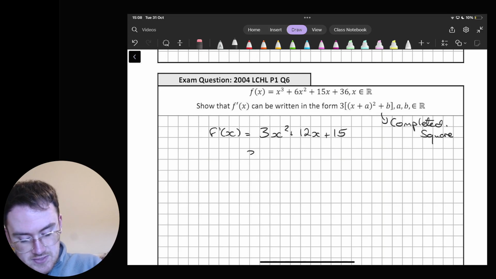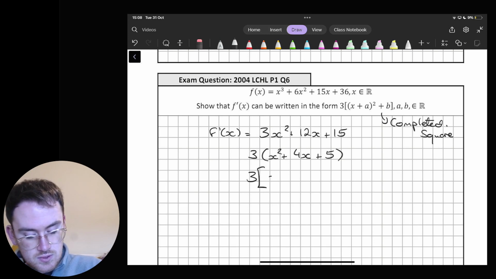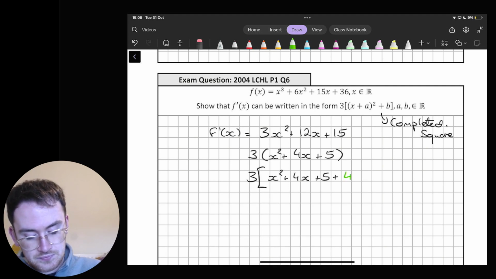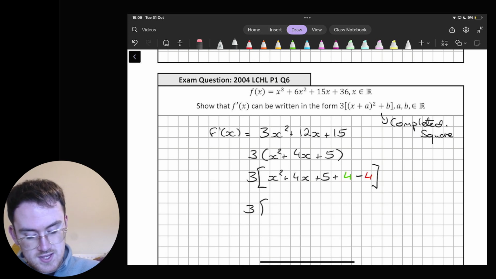So to do that, let's rewrite my function. So 3x squared, I have to factor out my 3 first. x squared plus 4x plus 5. Okay, so I get x squared plus 4x plus 5. I need to add in, I divide the middle term by 2, I square it, that gives me 4. So I add in 4, and I'm also going to subtract 4, because I can't just change the question for no reason. But what I can do is that enables me then to write it in a perfect square form.